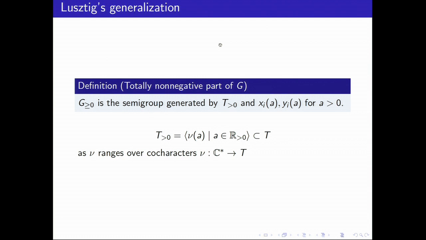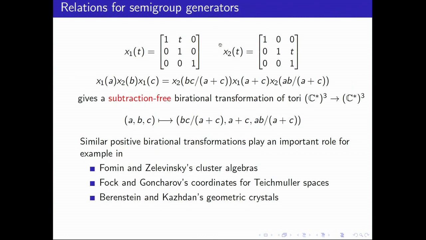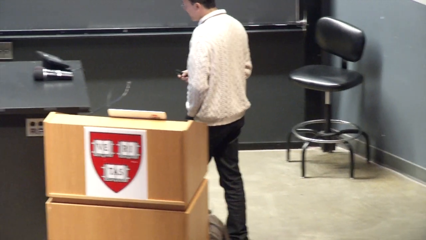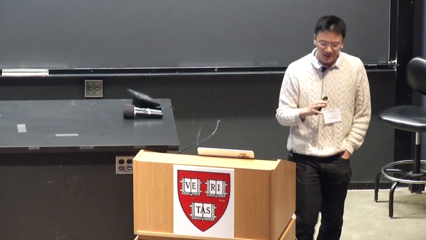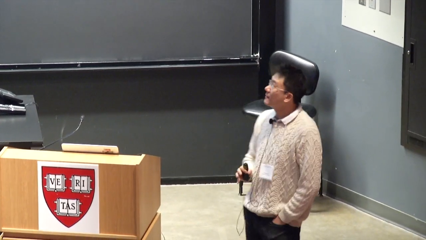I won't go through carefully what this t greater than 0 is. It will be familiar to those who are familiar with the notation. So the Loewner-Whitney theorem gives semigroup generators for this sub-semigroup of GL_n.